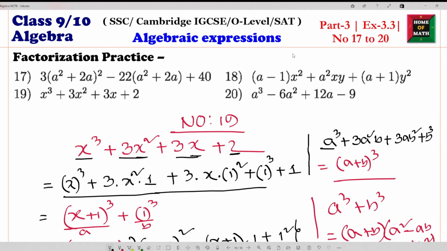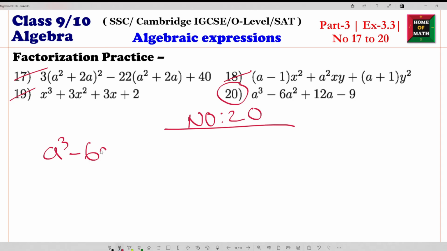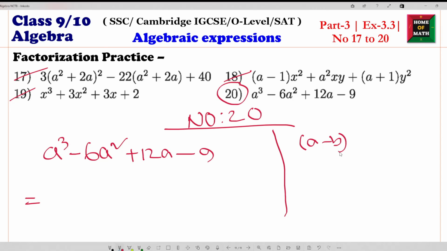So for factorization we are already solving 17, 18 and 19, and our last video is 20. Let's start. If you understand number 19, you will also solve number 20. Here is mentioned a cube minus 6a square plus 12a minus 9. Look, this is also looking like the a minus b whole cube theory. It means a cube minus 3a square b plus 3ab square minus b cube. So let's implement a cube.